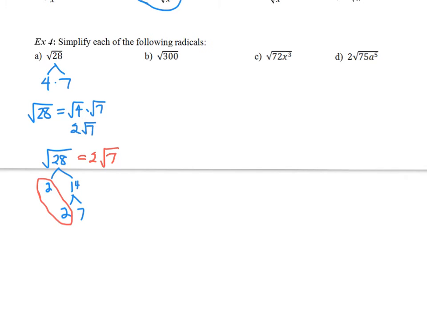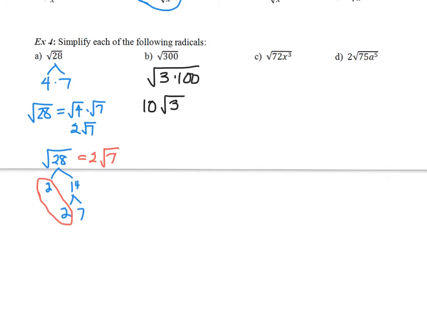Let's take a look at the square root of 300. I'm going to alternate between my two methods. So for the square root of 300, let's think of this as the square root of 3 times 100, because of course 100 is a perfect square. The square root of 100 is 10. 3 is not a perfect square, so the 3 stays underneath the radical. So in simplified form, the square root of 300 is 10 radical 3.